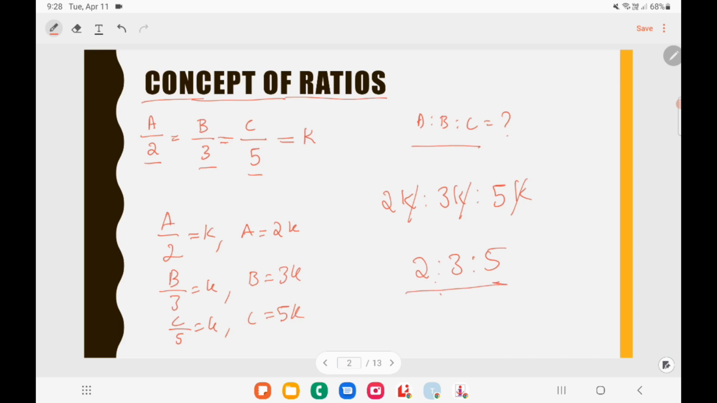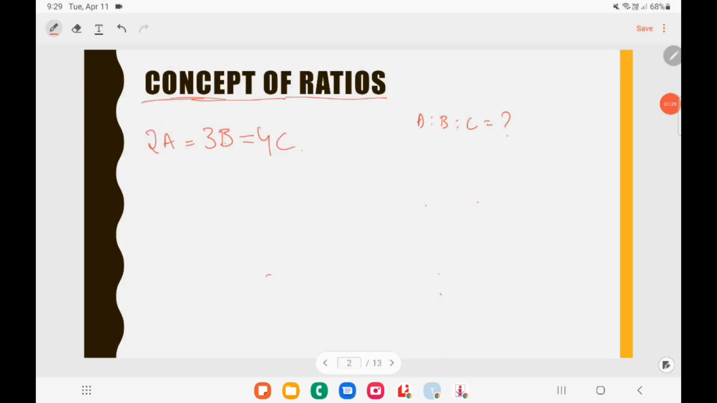So just remember this one. If you are getting a question like this, A by 2 equal to B by 3 equal to C by 5, that means the ratio of A is to B is to C will be the denominators itself. That is 2 is to 3 is to 5. Okay. So now let us take a different example.